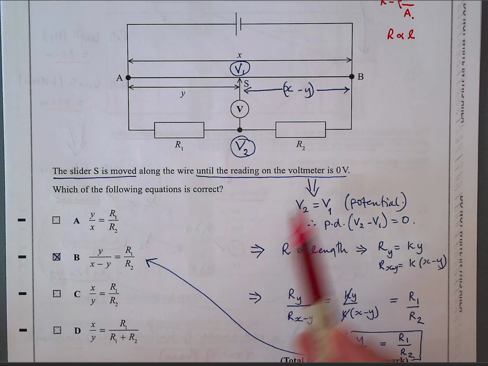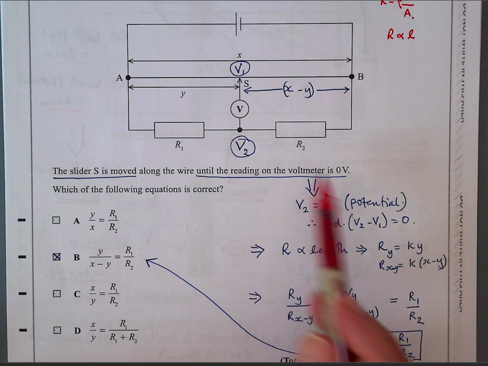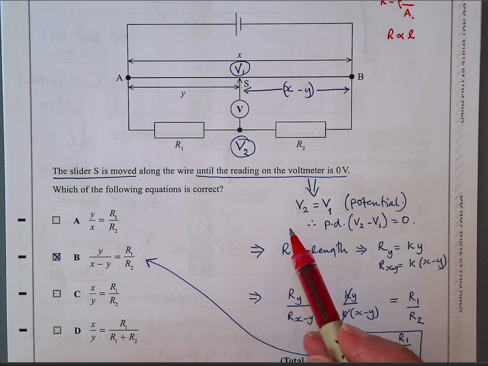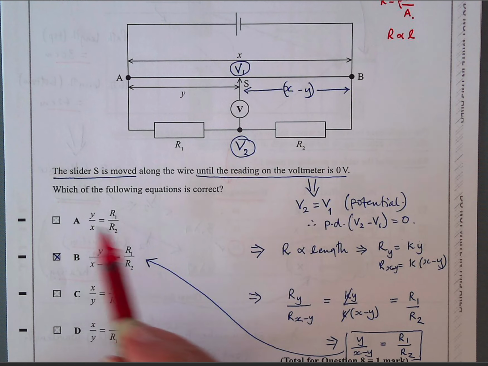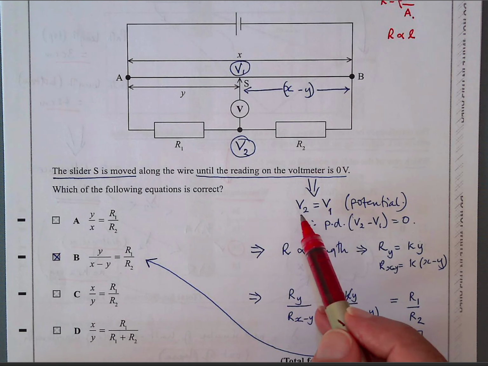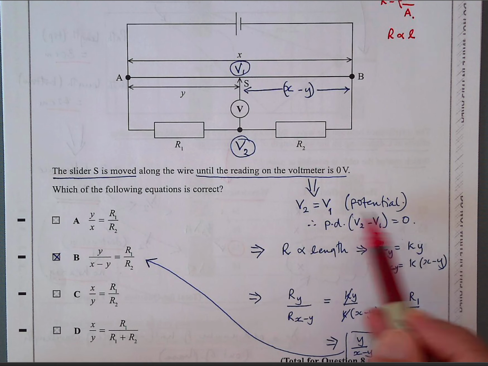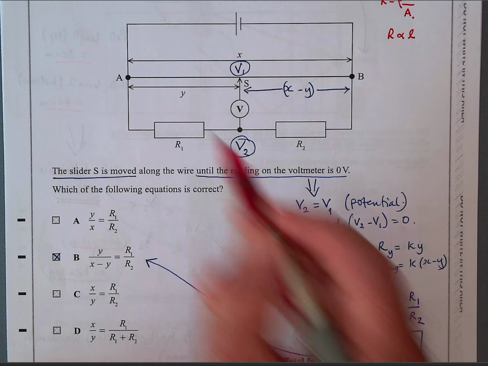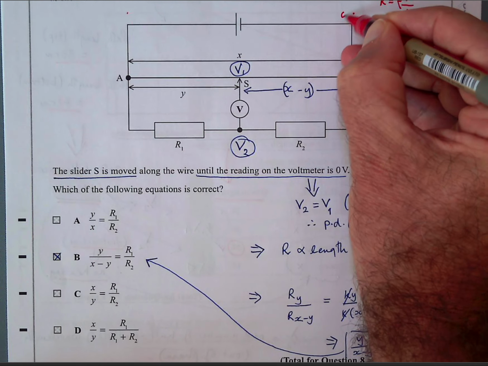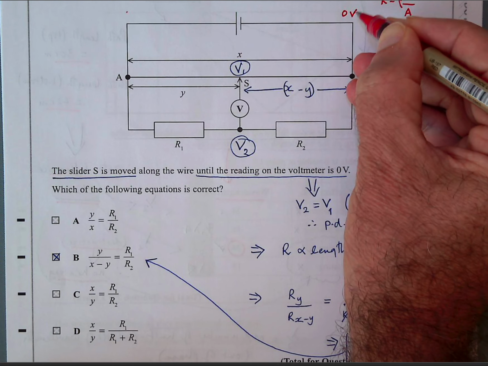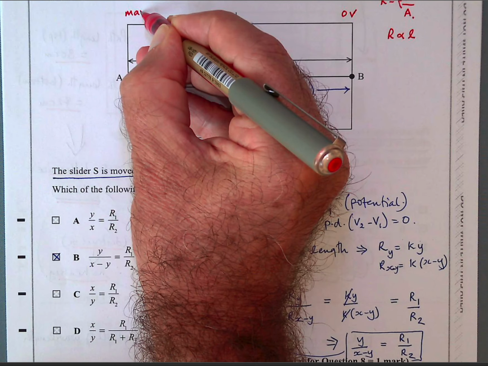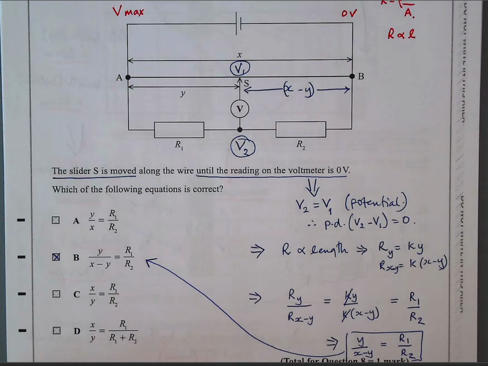Okay, so they're looking for a position where the reading on the voltmeter becomes 0 volts. Now why are they doing that? Because they want you to understand that voltage at any point in a circuit has a certain potential value. So it'll have maximum value at this end and 0 value at this end, say. I always teach our students the negative should be considered 0, and this one be the maximum voltage.